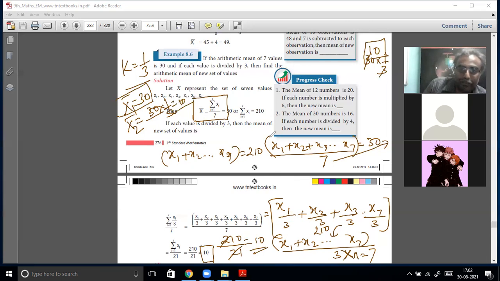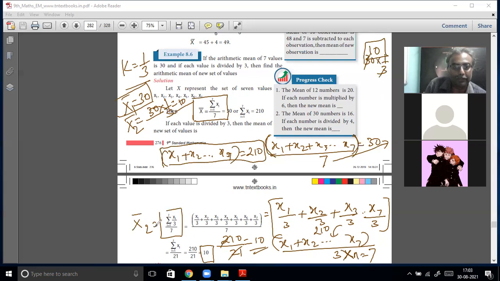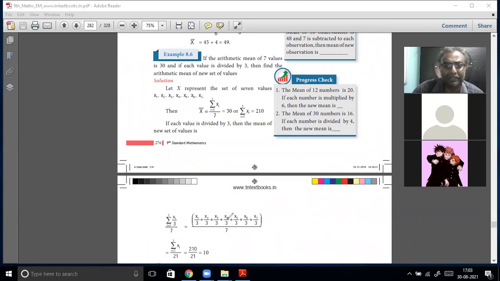So we are getting the answer 10. How did we do it? We took the value of x1 plus x2 plus x3 up to x7 as 210. We found that out and kept it. Then divided by 7, this is the new mean, x bar 2, which we are finding. Here everything is divided by 3, xi divided by 3. Expand that, and take a common denominator 3 down. It will become 3 into 7, which is 21. So x1 plus x2 up to x7 by 21. Already this value is 210, so 210 by 21 equals 10. That's how you do it. You understood that? Nothing to explain. Very simple, direct sum.